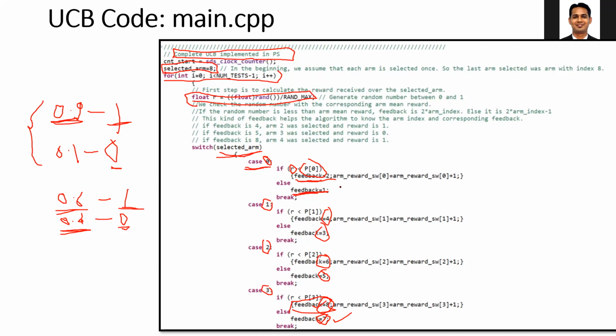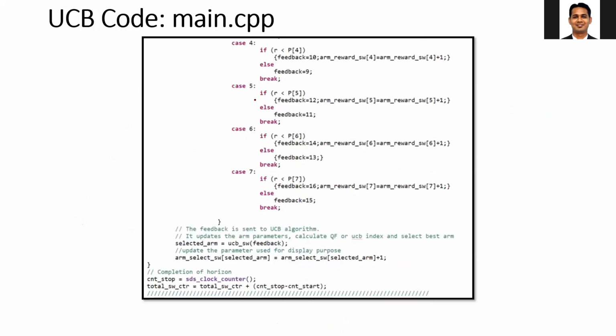Okay, and the rest is for the analysis purpose in the main.cpp. So you know that the algorithm has selected this one, you will just increment the corresponding reward of that arm by 1, if r is less than 0, otherwise you keep the value as it is. So this one is only for the analysis purpose here. So you repeat the same thing for all the arms. So you can see 0, 1, 2, 3, 4, 5, 6, 7, because we have 8 arms, you repeat this one.